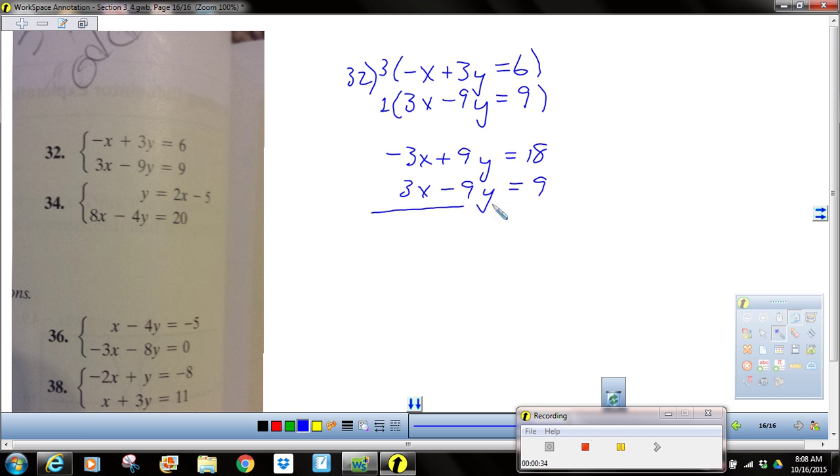And I'm going to combine them together. Negative 3x and 3x is 0. 9y minus 9y is 0. We don't have any x's and y's left. So it's kind of like when we were solving equations with just one variable. If we get a true statement here, it's going to be all real numbers. Well, infinitely many solutions. It's not actually all real numbers in this case.